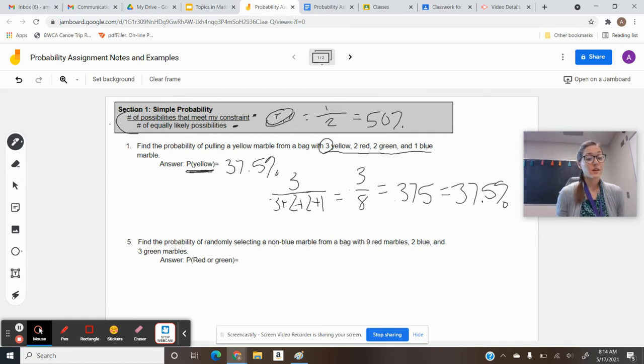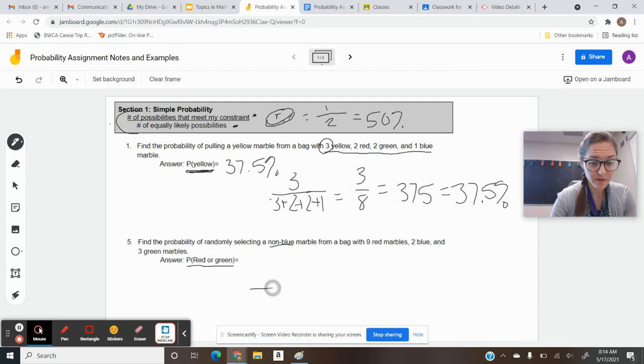Okay. Number 5 we're going to do together because it is very similar to the same steps, but just slightly different. So find the probability of randomly selecting a non-blue marble from a bag with 9 red, 2 blue, and 3 green marbles. Okay, so I'm looking for anything that is not blue, which really means I'm trying to find the probability of pulling a red or green marble.